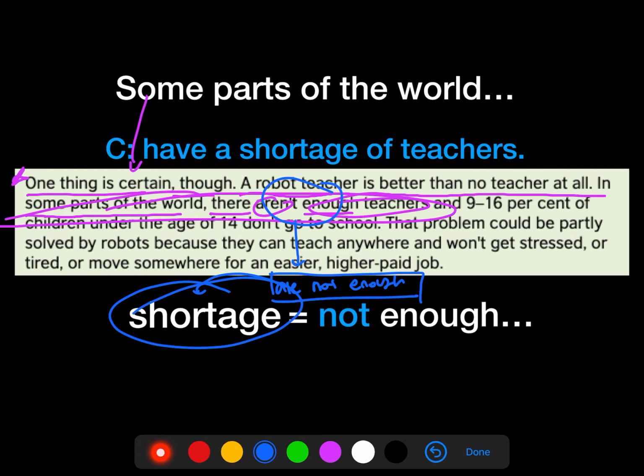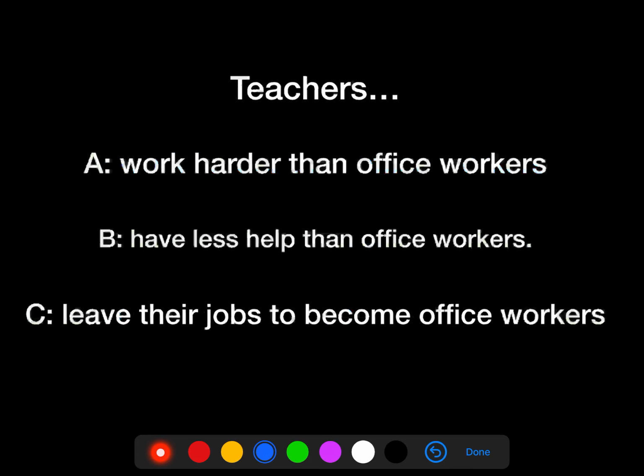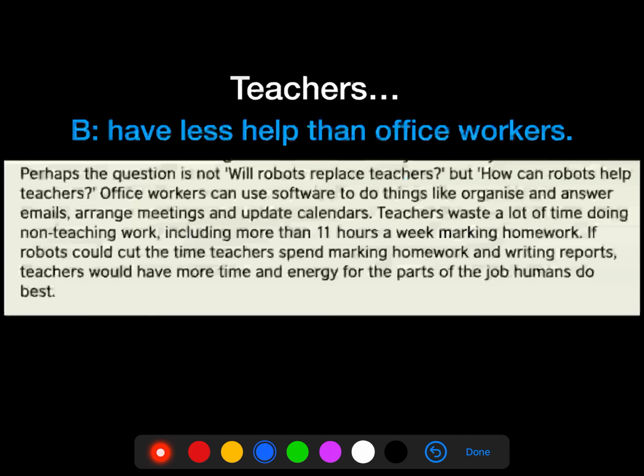Very good. Now let's move on to the next one. So teachers, A, work harder than office workers. B, teachers have less help than office workers. C, teachers leave their job to become office workers. So which would be the correct answer? The answer is B. Teachers have less help than office workers.